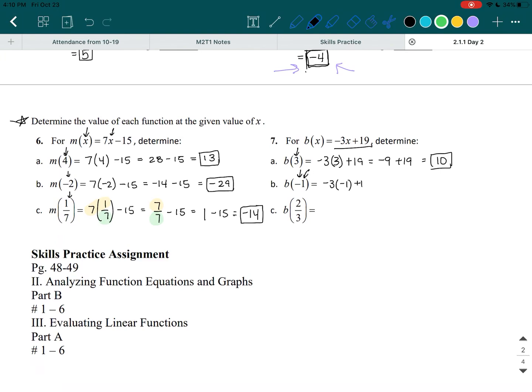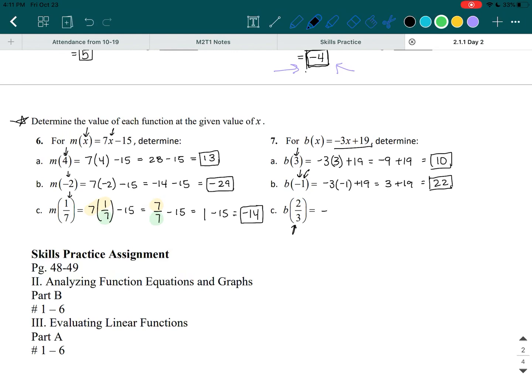Okay, so we are plugging in our negative 1. So we have negative 3 times negative 1 plus 19. Simplifying this, we have negative 3 times negative 1 gives us a positive 3. Remember, a negative times a negative gives you a positive. So we have 3 plus 19, which brings us to 22. Final answer, 22.